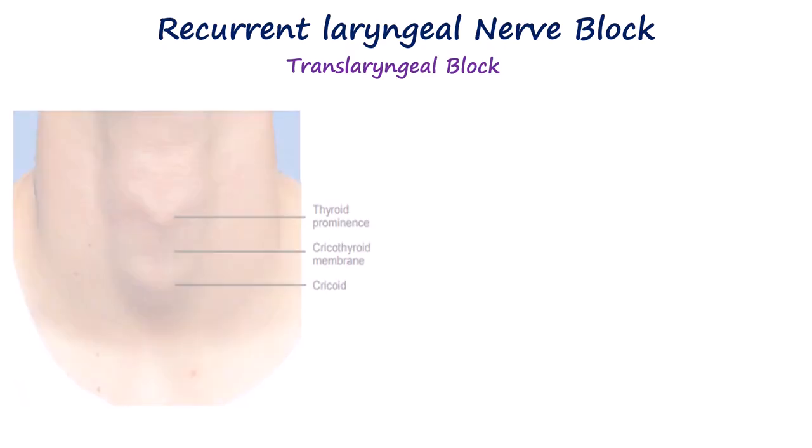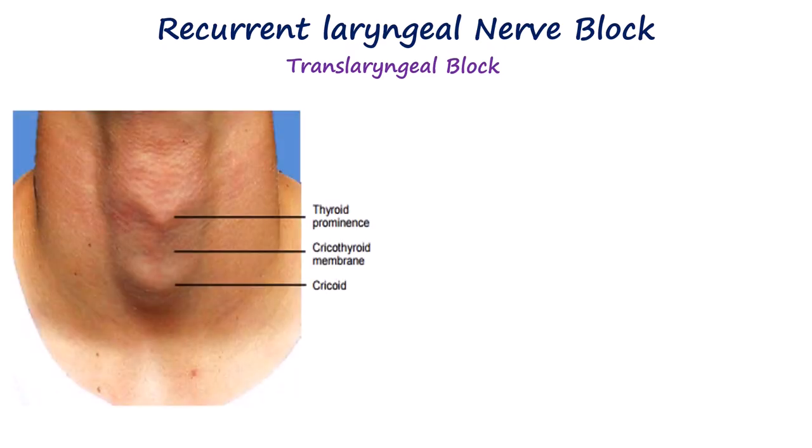For this block, the main objective is to identify the cricothyroid membrane, and to do this, the patient is placed supine with the neck slightly extended so that the landmarks become more prominent. The neck is then palpated carefully until the cricoid cartilage is felt, and just above this structure, lying below the thyroid cartilage, is the cricothyroid membrane, which serves as the target point.